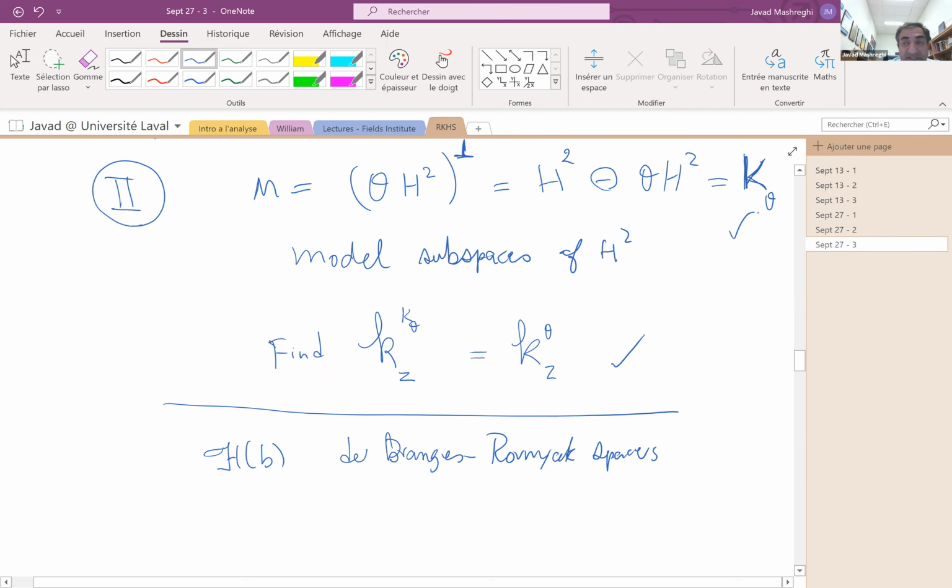In the previous case, K theta is a closed subspace of H2. So we know in advance, without any verification, since it is closed, it is an RKHS. But there are some subspaces like HB, which are not closed in H2, but still we can define a kernel, and on these spaces the kernel is such that it is complete and it gives us an RKHS.